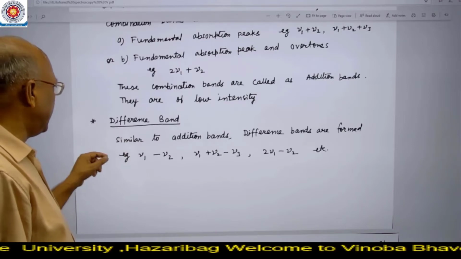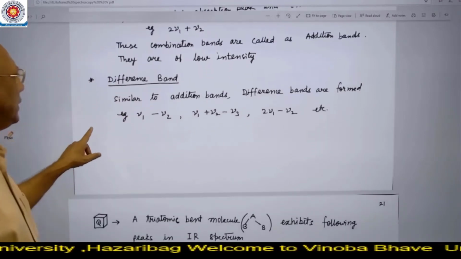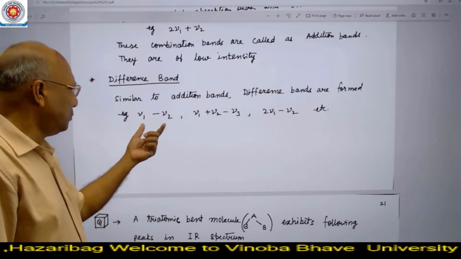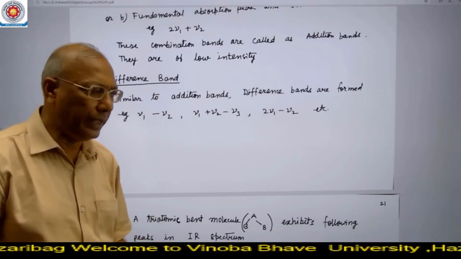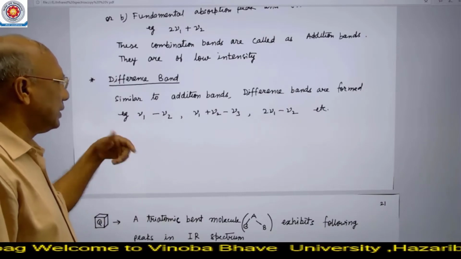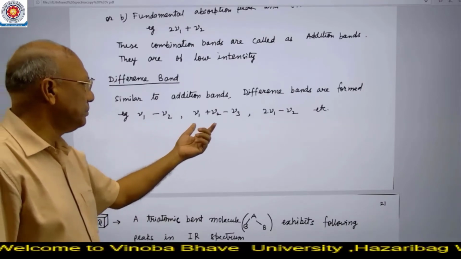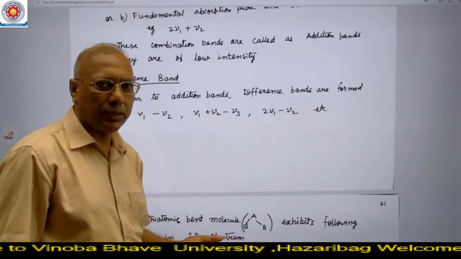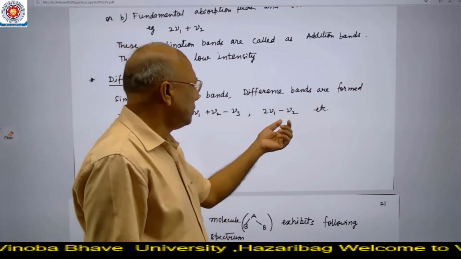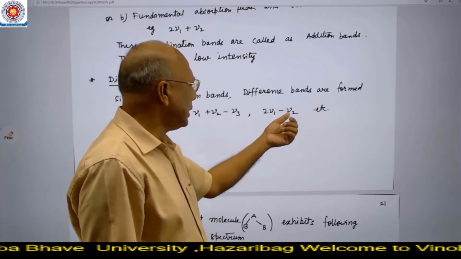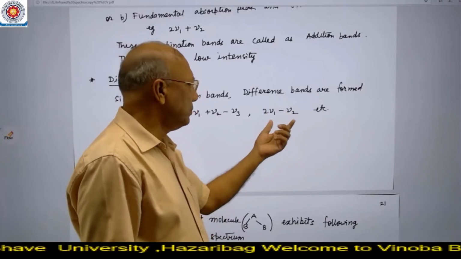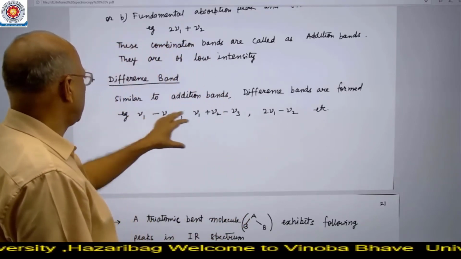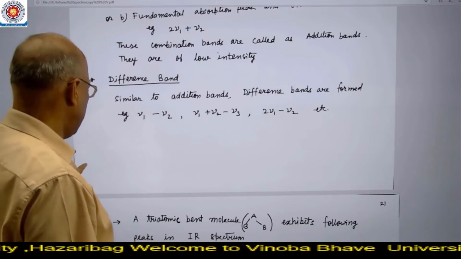Similar to addition band, another band is also known as difference band, like nu1 minus nu2, because nu1 and nu2 are the fundamental bands and their difference gives another type of band, nu1 minus nu2. Similarly, nu1 plus nu2 minus nu3 will also give another type of band, and 2 nu1 minus nu2, that is, this is overtone and this is fundamental. So the difference of these will give another type of peak. These will be collectively called difference bands.